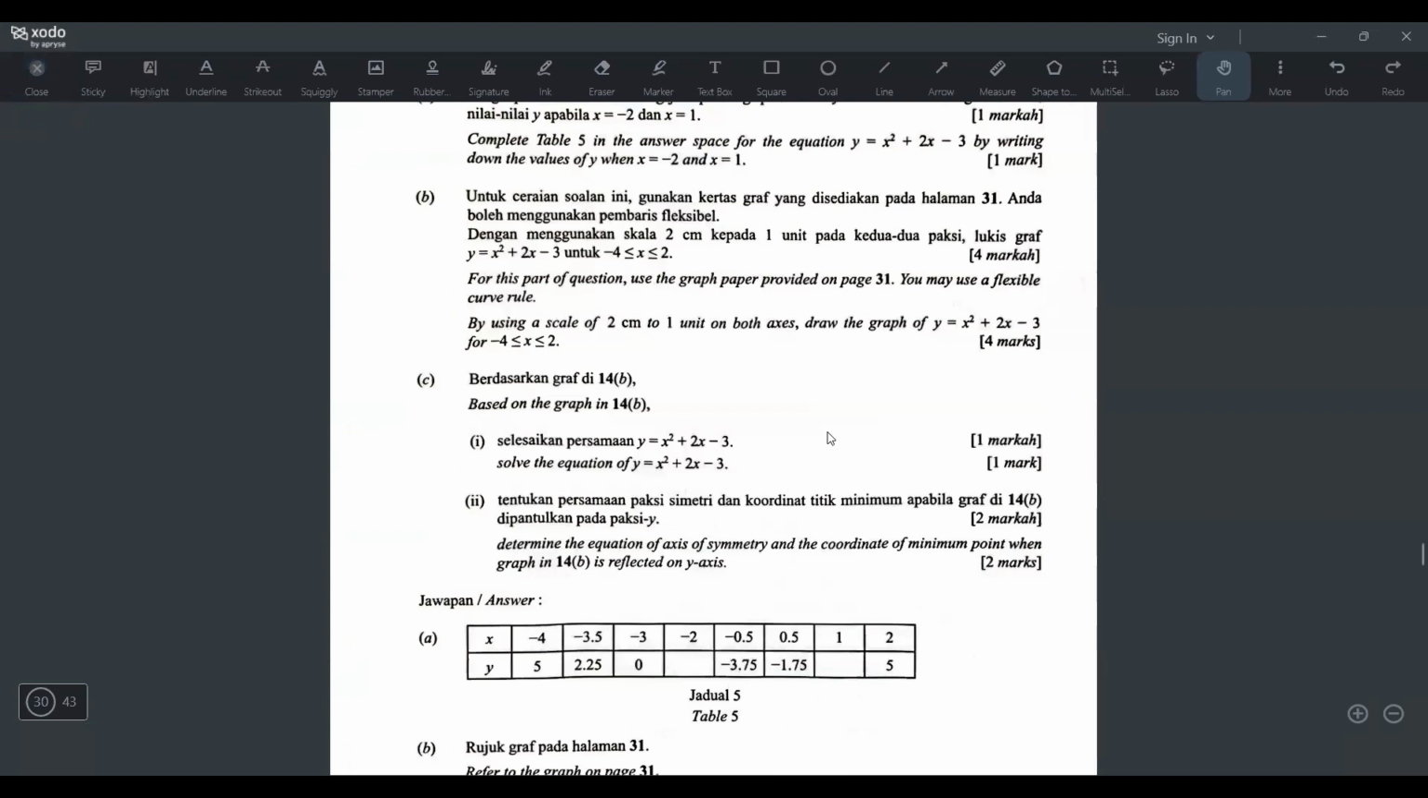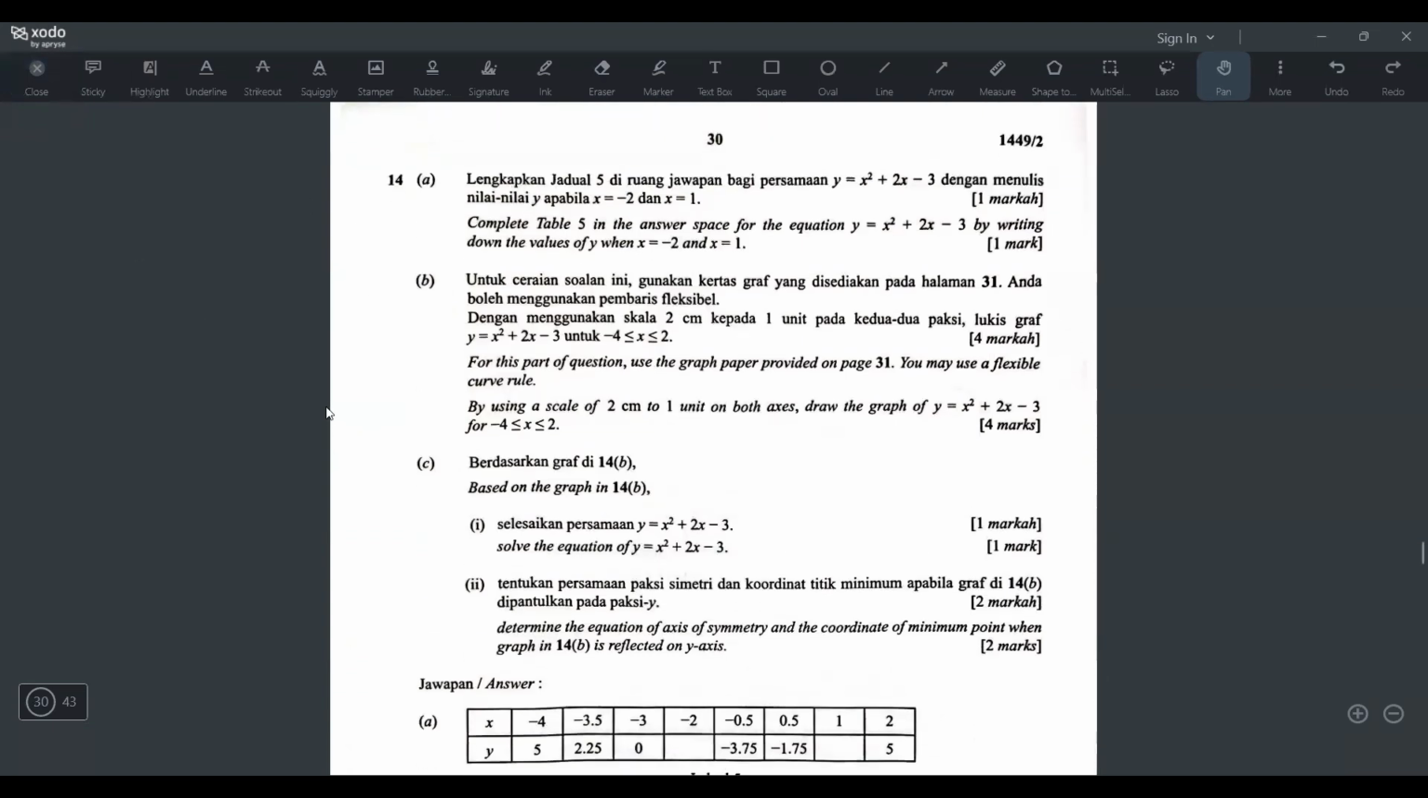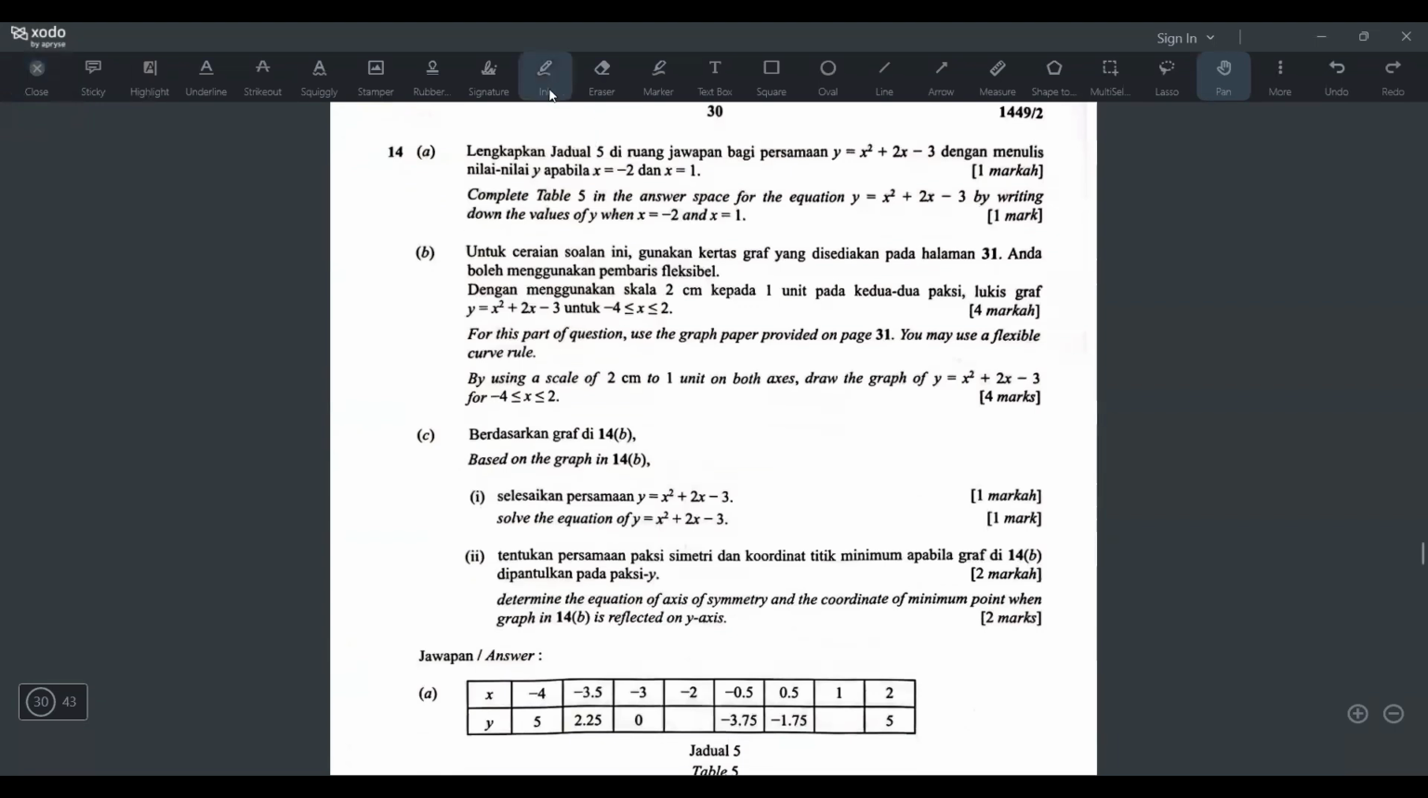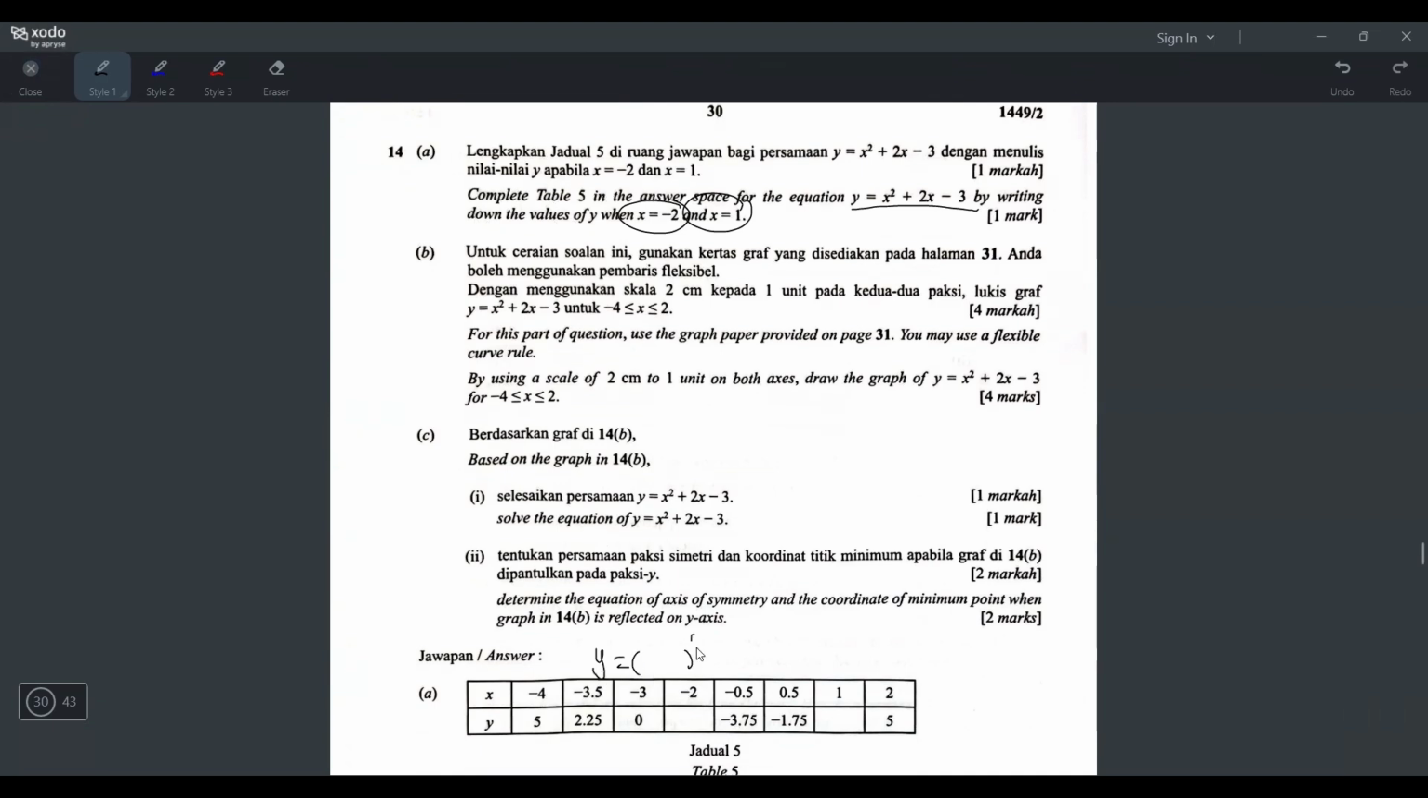Okay, let's do 14. This is a lower form chapter. It's called graph of functions. So this one you have to draw using a graph. Let's read the question. Complete table 5 in the answer space for this equation by writing down the values of y when x is negative 2 and 1. The equation is y equals x squared plus 2x minus 3.